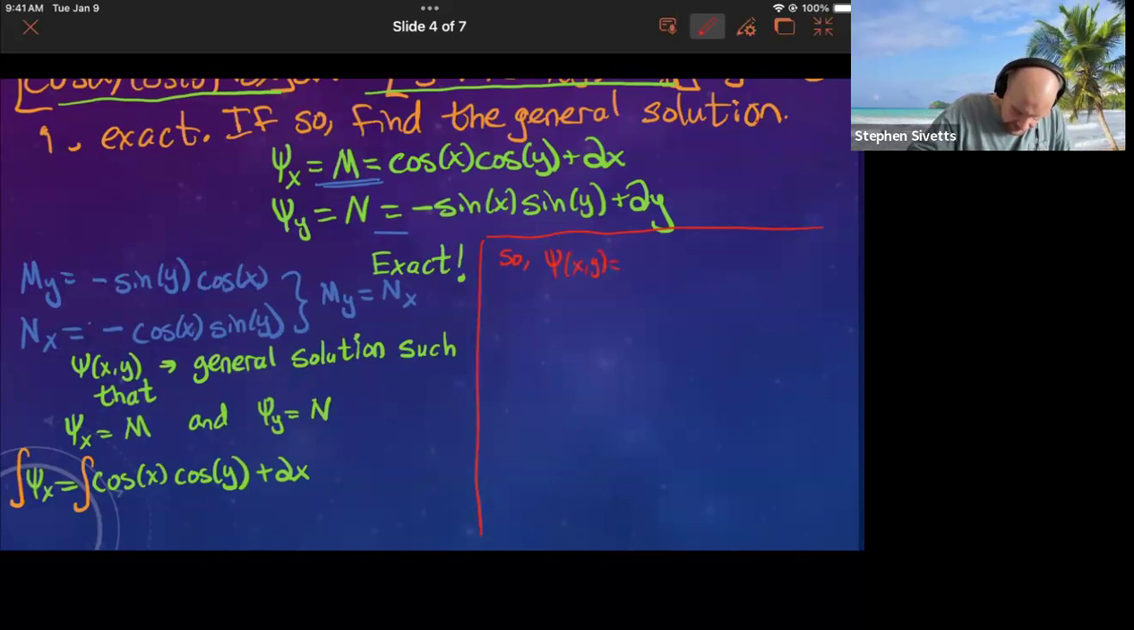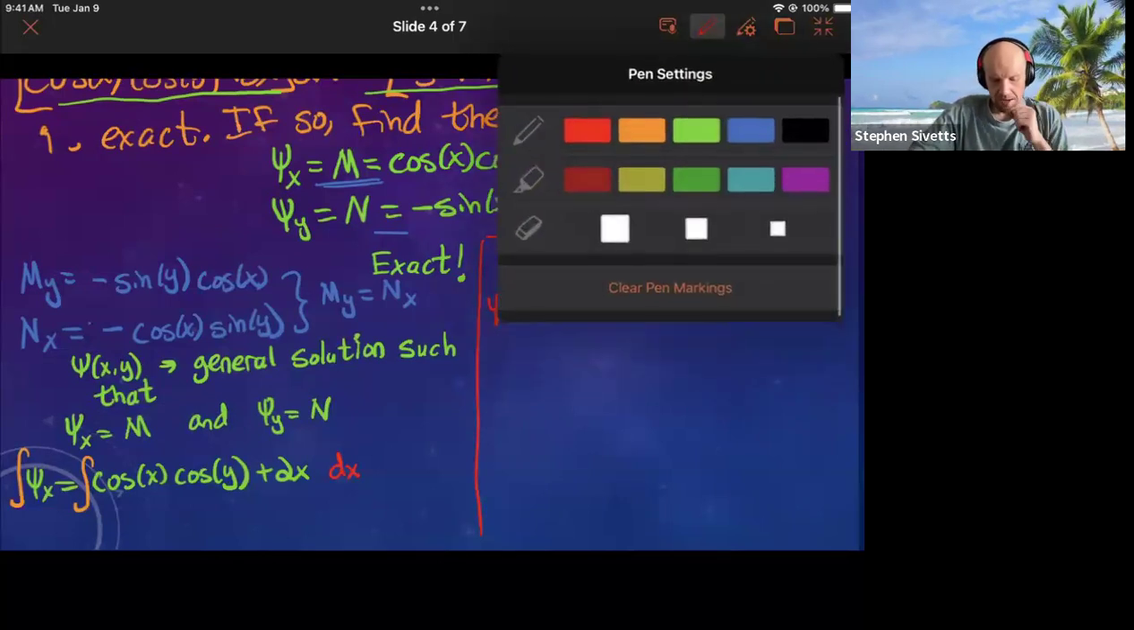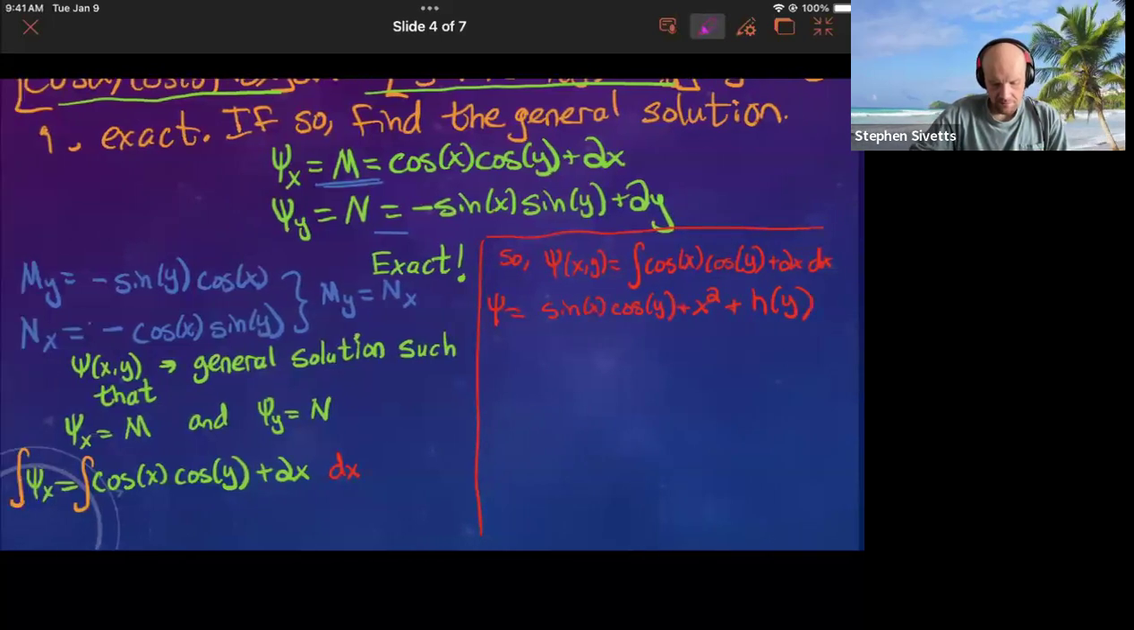Psi of xy. Okay, so this would equal, so we need to integrate this with respect to x. So this would equal the integral of cosine x cosine y plus 2x dx. And so psi is equal to sine x cosine y plus x squared plus a constant, but this time your constant is a function in y, right? It's a function in y.